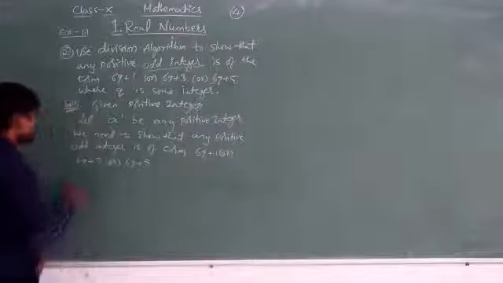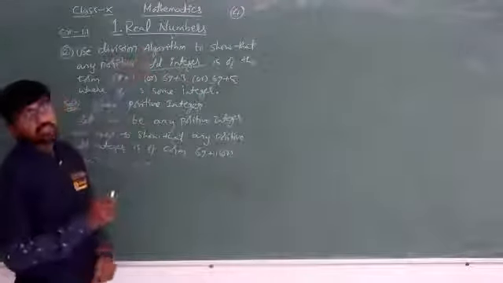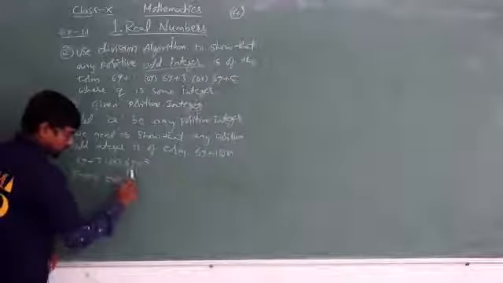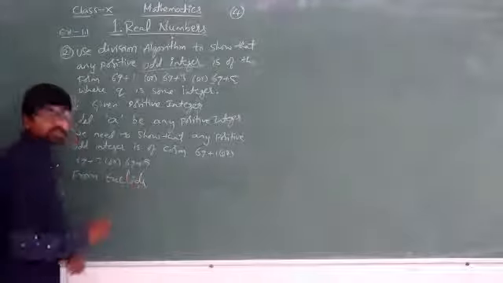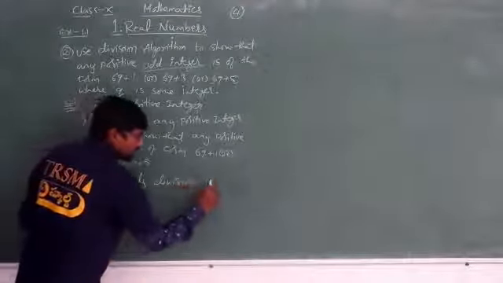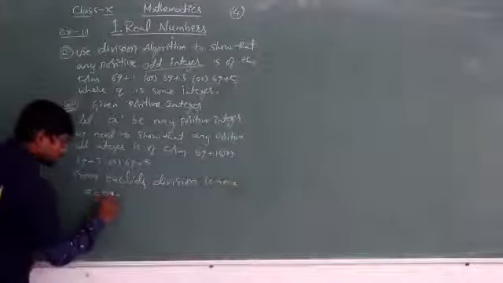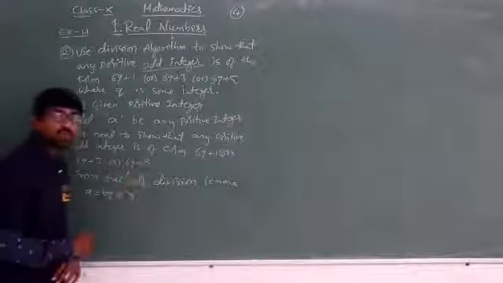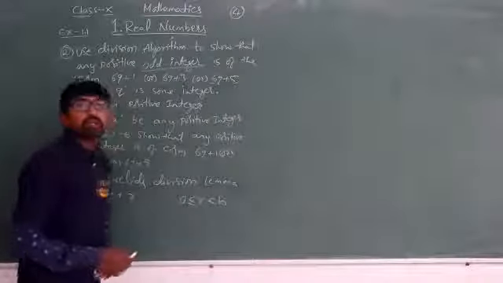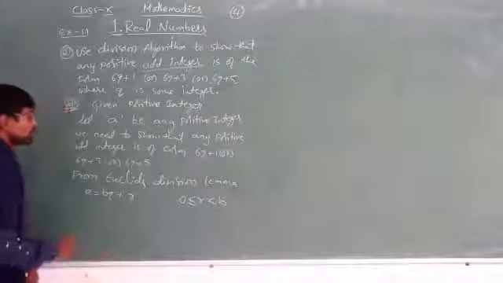Okay, so now coming to the next part, how are we doing this condition? By using the division algorithm. So we know from Euclid's division lemma, what do we know? A equals bq plus r, isn't it? A equals bq plus r. What is the condition? 0 less than or equal to r less than b. So the remainder value is always less than b and greater than or equal to 0. This is the condition.